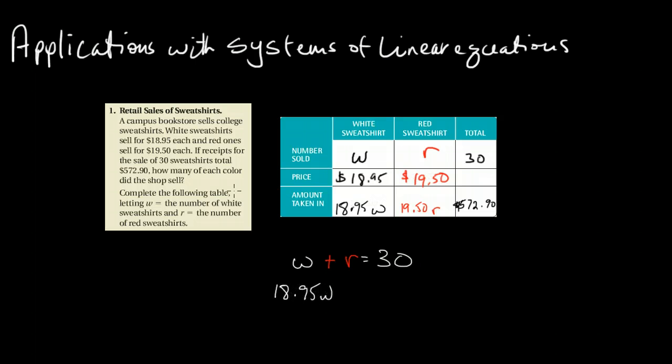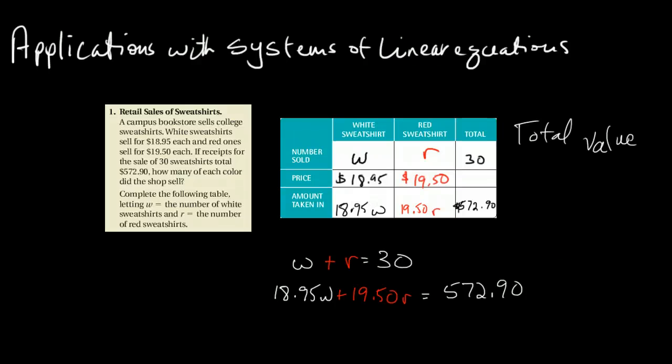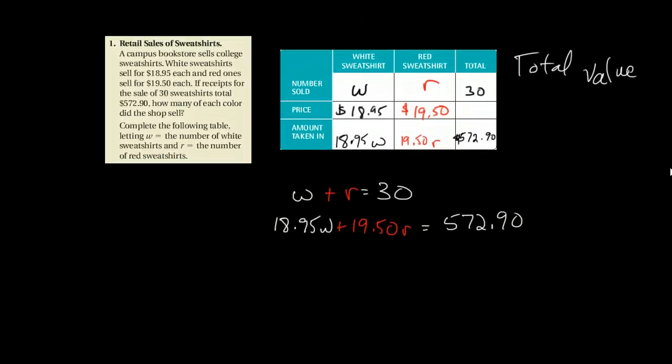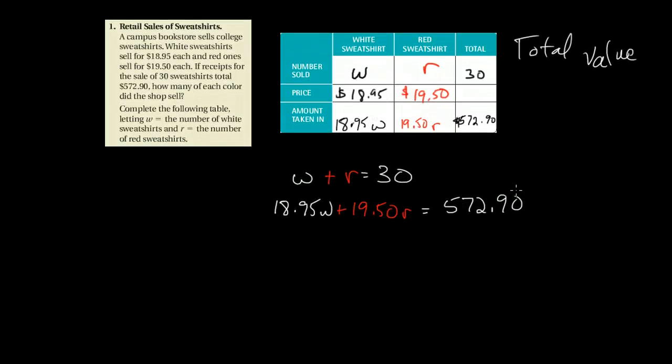Then we have the $18.95 per white shirt plus the $19.50 per red shirt, and that will give us a total of $572.90. This is called a total value problem, and it's contrasted with other problems we're going to do in different sections of this chapter. So let's take a look at how we solve this. What would be a really good way of solving it?